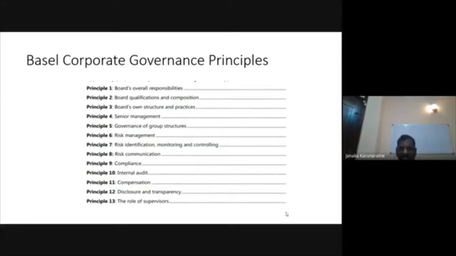So there must be a clear framework in the bank stating the board's overall responsibilities. I think we discussed at the beginning what their responsibilities are, but that must be in the framework. The board qualification and composition: what should the board composition be? How many members should be on the board? But of course, in the case of a banking institution, the central bank has issued directions on the minimum and maximum board of directors, and also their qualifications and composition.